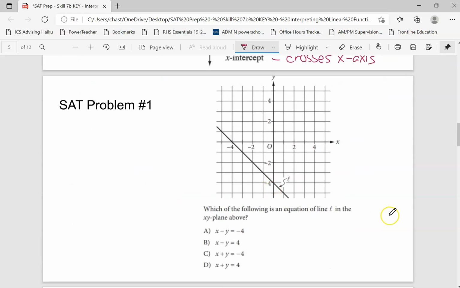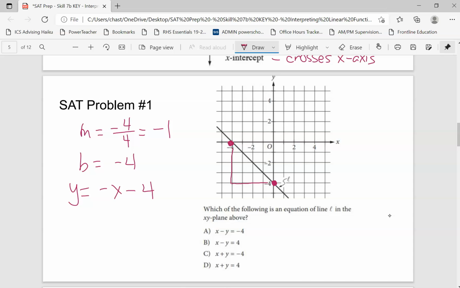So let's look at this one right here. Which of the following is an equation of line L in the xy plane above? So we have an x-intercept at -4 and a y-intercept also at -4. So when we look at that, let's find the slope between those. We go down 4 and right 4. So our slope is -4 over 4, which is -1. Our b, which is our y-intercept, is -4. So in slope-intercept form, I can write this as y equals negative x minus 4.